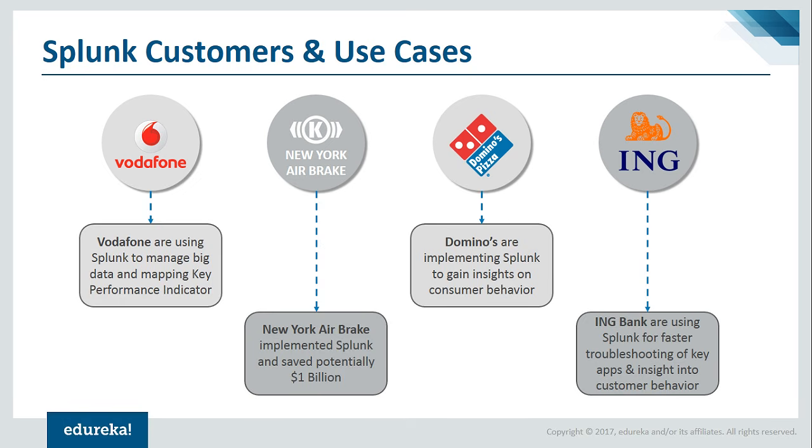And what did they do? They saved $1 billion in just 1 month, and it was the US railroad organization which saved so much money. That is about them. And then there is Domino's Pizza, which of course is another popular use case.